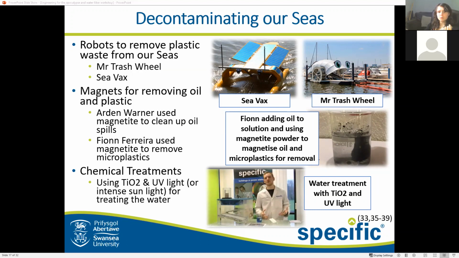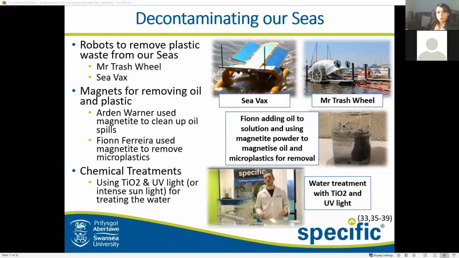A similar idea was then implemented by an Irish teenager called Fionn Ferreira, who went on to win the 2019 Google Science Fair due to his design, which used pretty much the same technique but applied to microplastics. So you would then add a little bit of oil to the water containing the microplastics, and then once again add the magnetite powder, and then using the magnets you could remove both the oil and the microplastics, which would then migrate into the layer of oil, enabling all of it to go at once. So these are some really good methods.